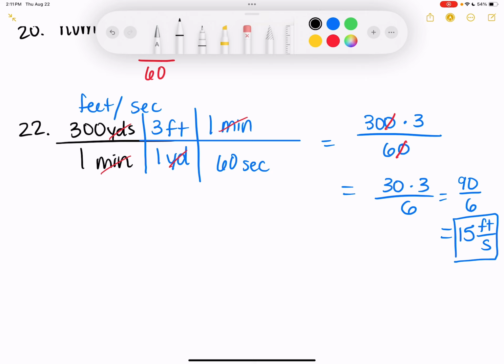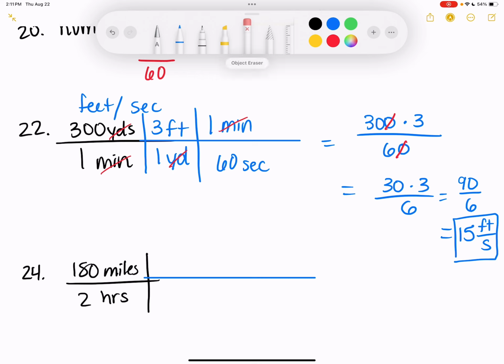All right, 24. 180 miles in 2 hours. And again, I'm trying to get to feet per second. So what conversions do I need to do? I have miles and hours, and I need to get to feet and seconds.